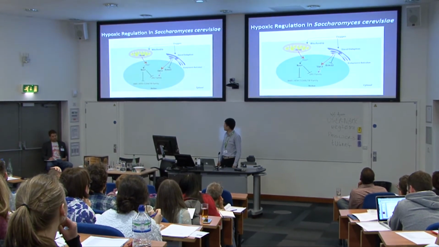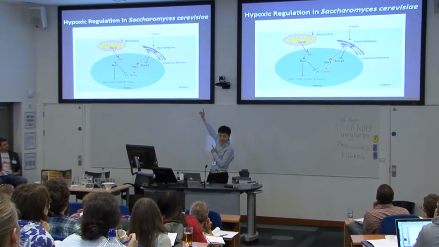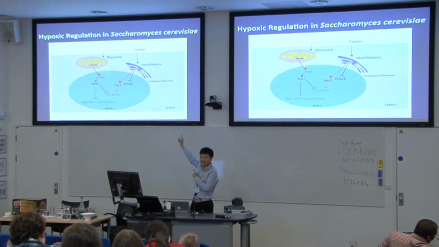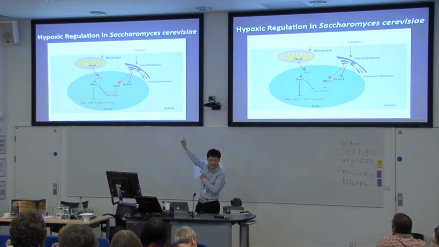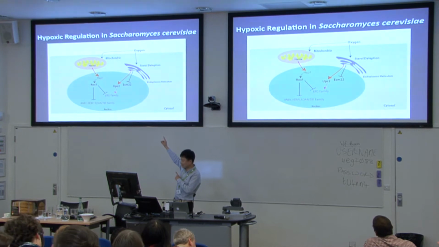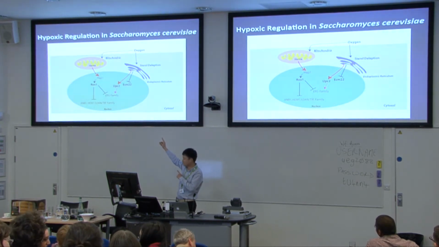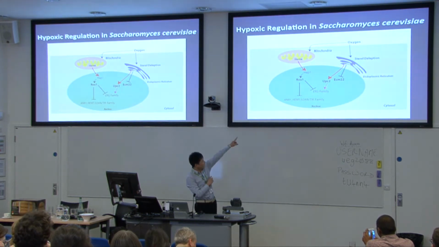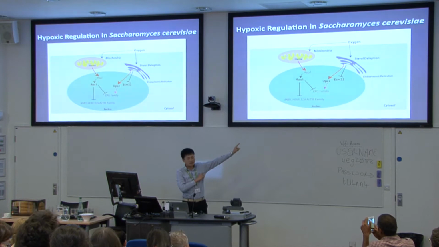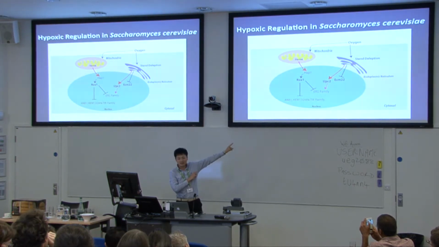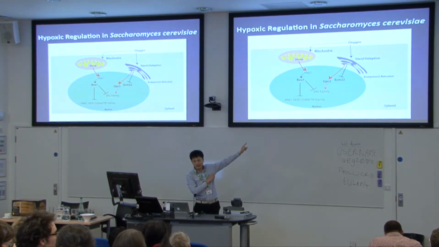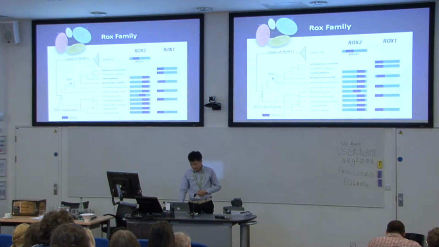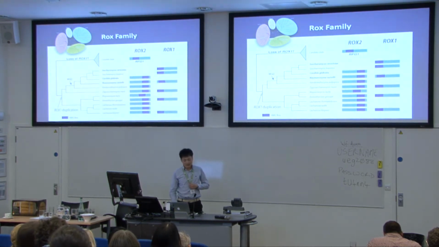Previous work in Saccharomyces cerevisiae shows there are two pathways. The first one is the heme pathway, where HEP1 is a major regulator of ROX1, which is the repressor of the hypoxic genes. The second pathway is the sterol pathway, where UPC2 regulates the ergosterol family genes in hypoxia, and ECM22 tends to take over the function in normoxia. First, let's look at the ROX family genes.